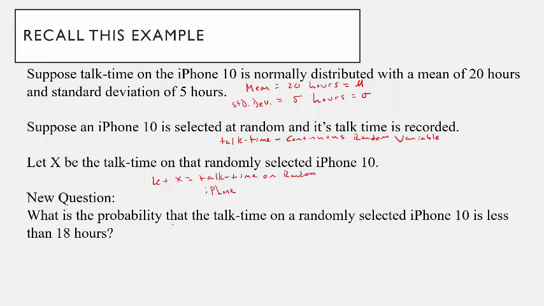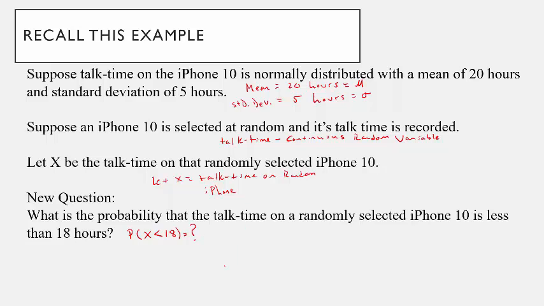All right, so here's what I want to do. I want to find the probability. Now, we did some of these questions in a previous section, but this one's a little different. What is the probability that the talk time on a randomly selected iPhone 10 is less than 18 hours? So I want to find the probability that x is less than 18.